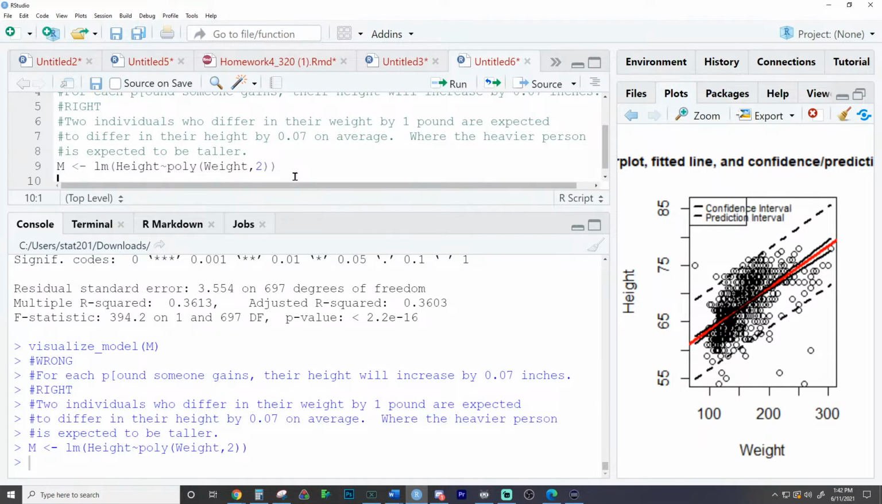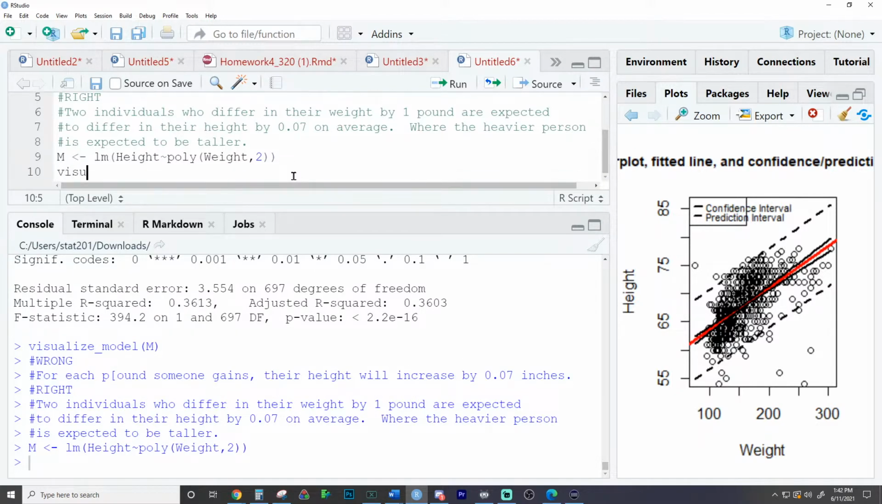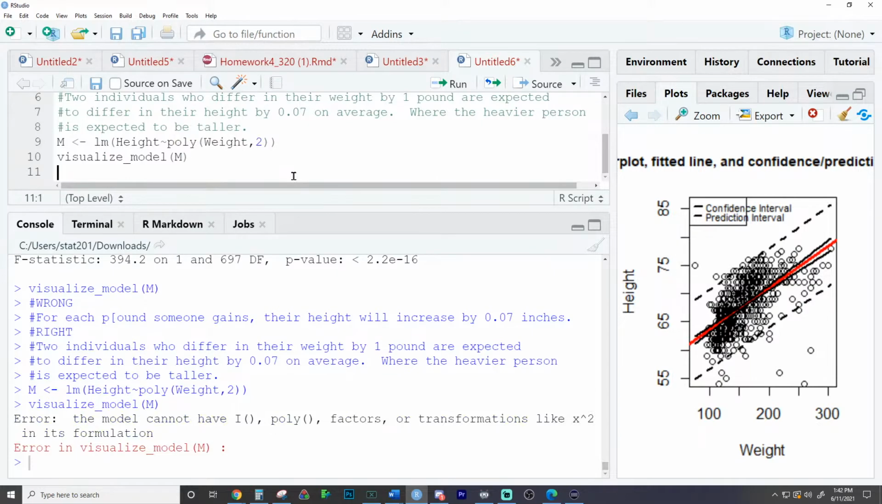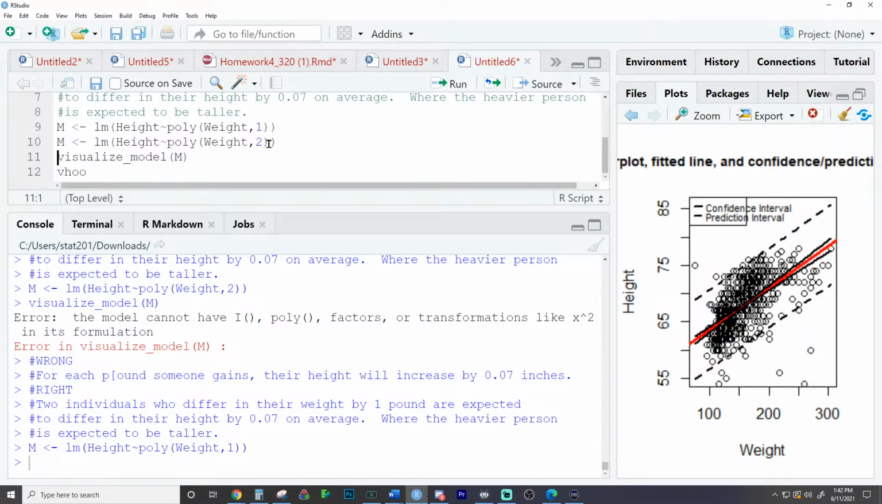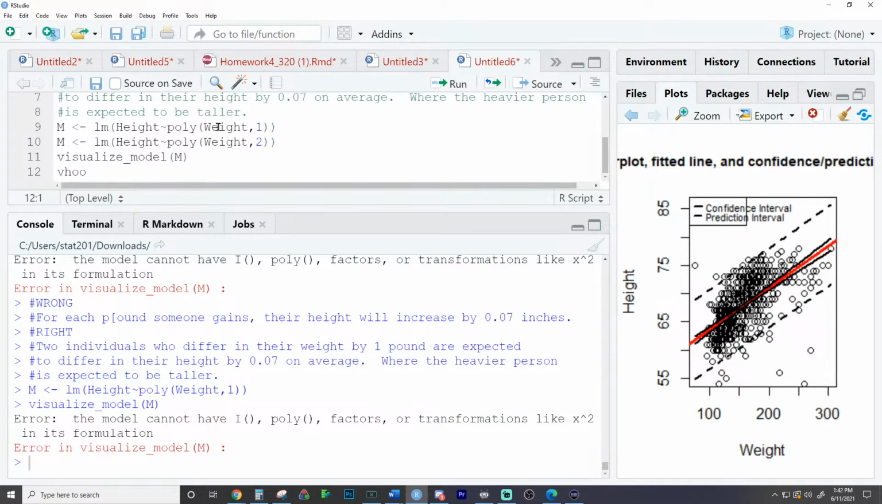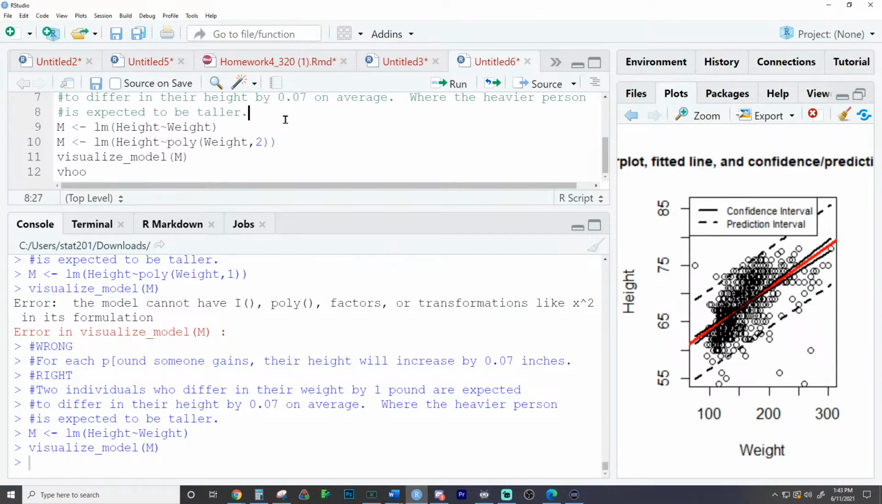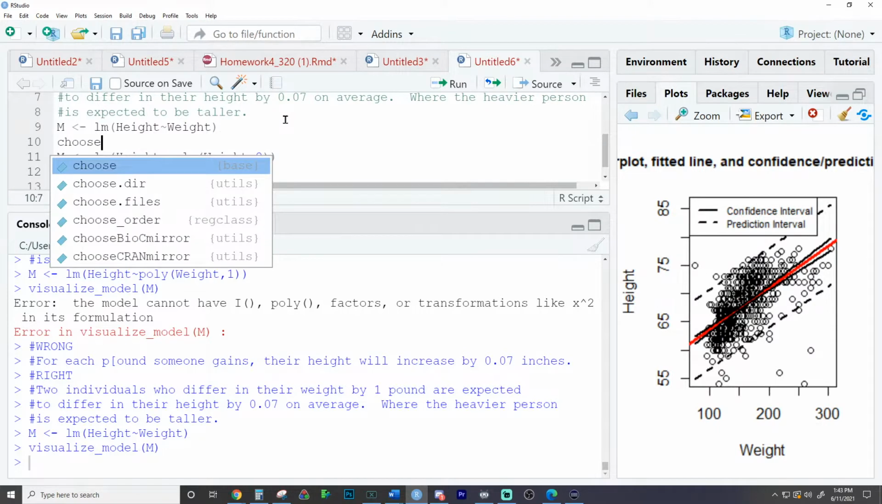I've got them stored to the global environment. I don't think the visualize will work on this. So the visualize gets mad. It won't do the poly right here. We can view what the poly looks like. Will that work? Let me take off the poly on this completely. Okay, so that's got that. Let me choose order on it.